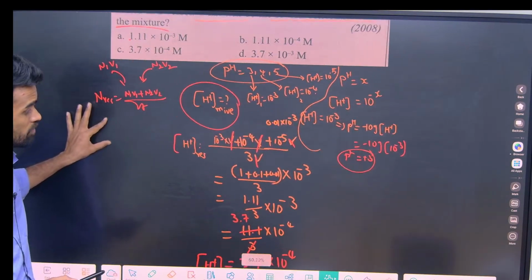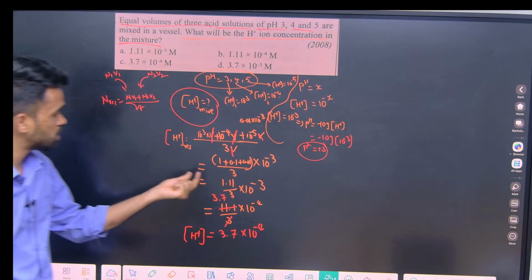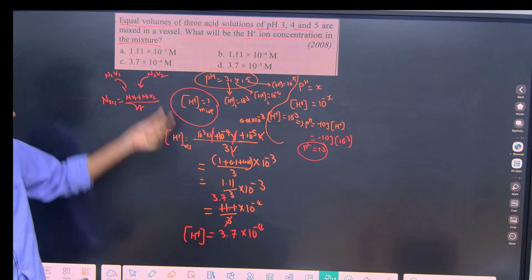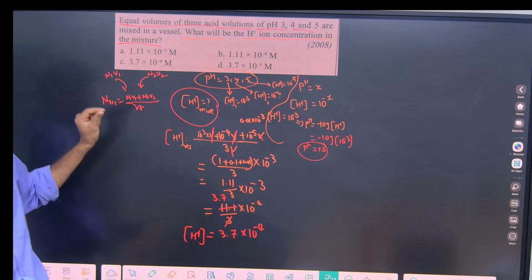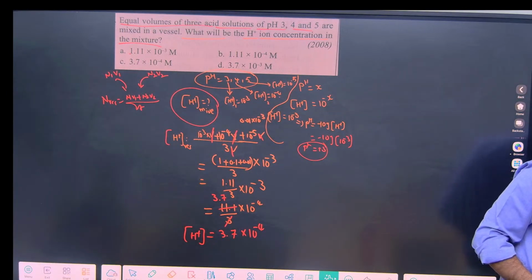See, you have a trap here, 1.1 into 10 power minus 3. You might be seeing that this might be the incorrect way of doing it. No. Go through the further steps, you will get the exact answer. So C is the best answer for this. Okay, right. Let's go for the next question.